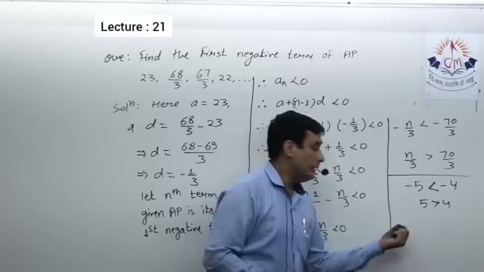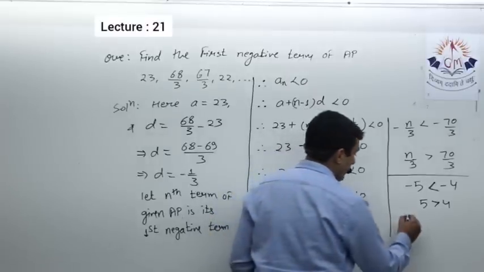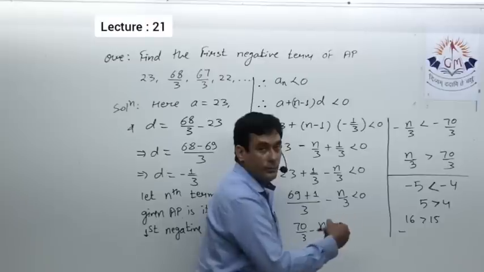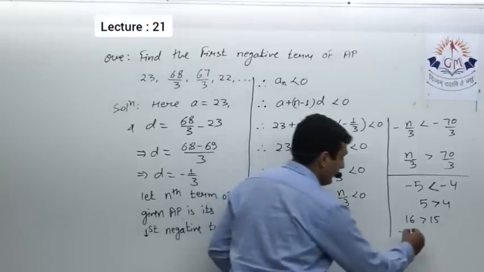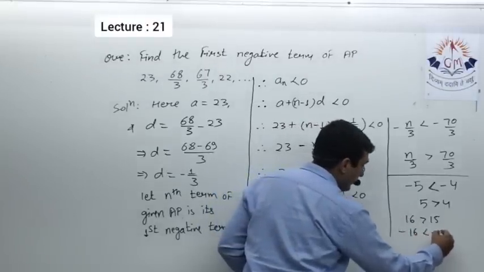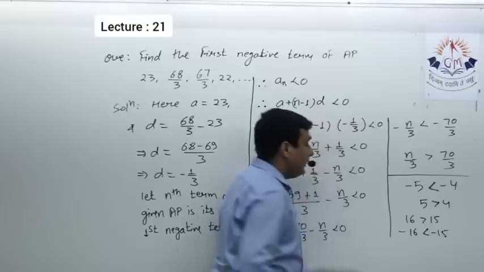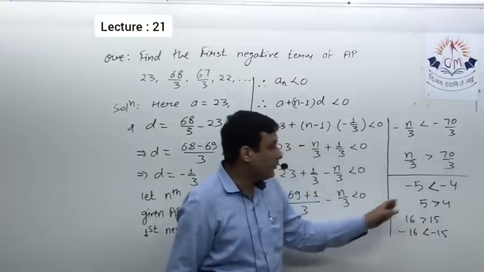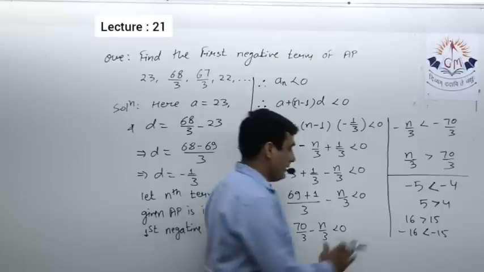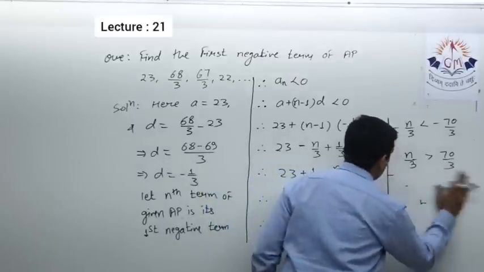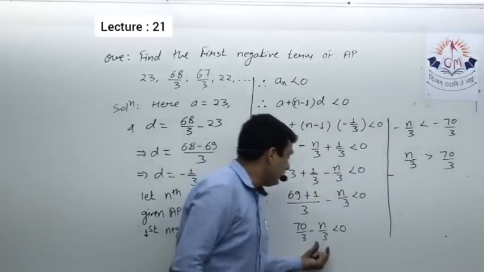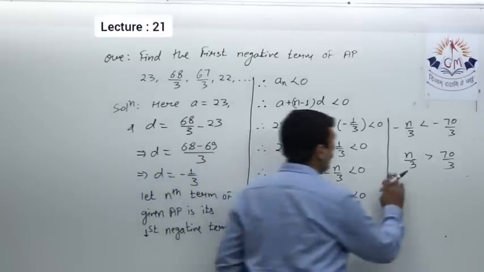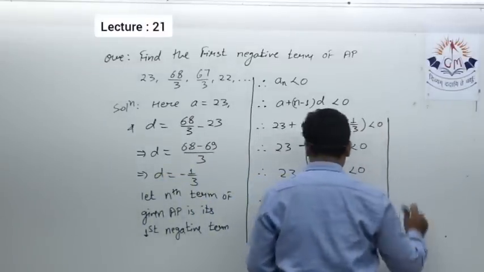Similarly, when we include the minus sign, suppose we have 16 is greater than 15, and now I have to multiply with a minus sign. So I will write minus 16 is less than minus 15. When we include a minus sign, we interchange the sign. When we remove the minus sign, again we do the same thing. So better is this: if n is negative, then take it on the other side, so there will be no confusion. So here I am continuing this.